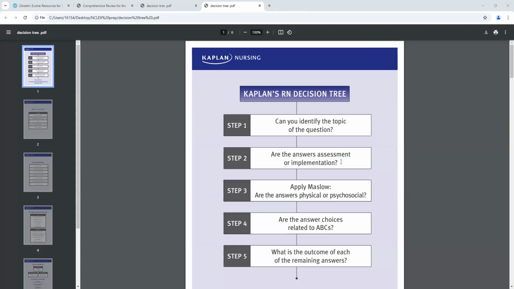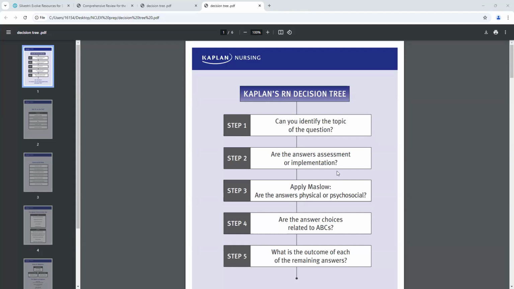So I've shared my screen on here, and you will see it'll have the Kaplan decision tree. So let's go over each step. And then I'm going to open up Saunders test bank. And I have a couple of sample questions that we can go over together, just so you can see how to utilize the tree. Okay.